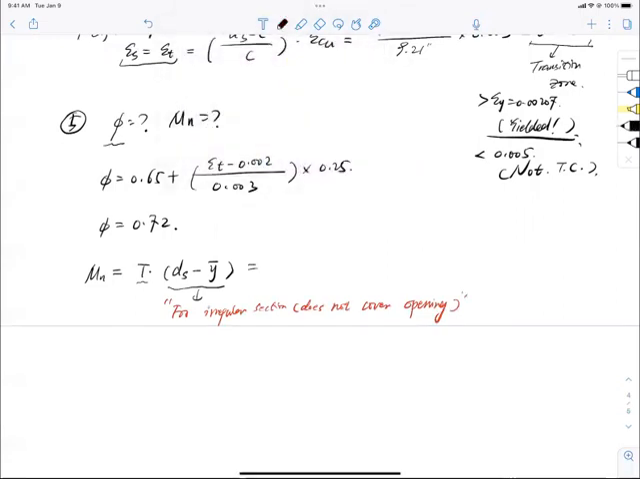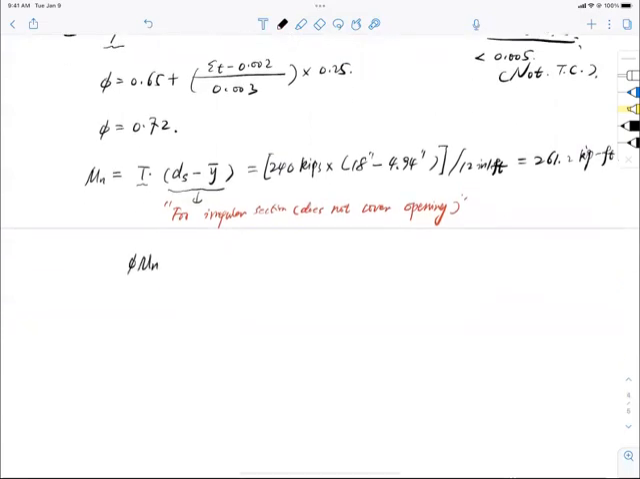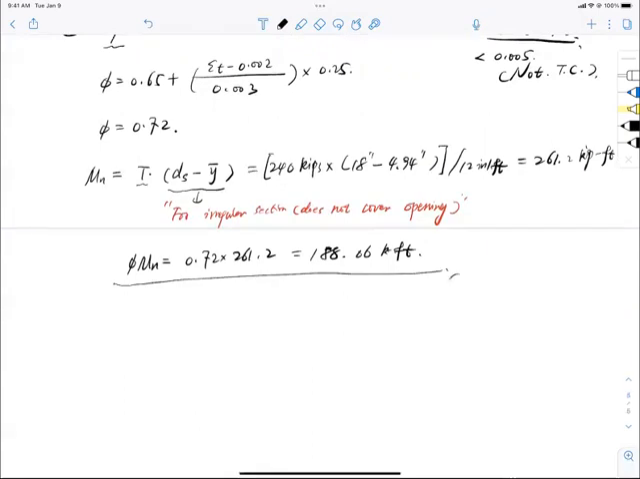So As fy, 240 kips calculated previously, and multiply by ds, which is 18 inch. I know that already. 4.94 inch of y bar. I know that already. Convert back with 12 inch per foot to get my kip-foot. So eventually this becomes 261.2 kip-foot. Okay, so phi Mn, which is my 0.72 multiplied by 261.2, ends up 188.06 kip-foot. That is the capacity for this irregular section.